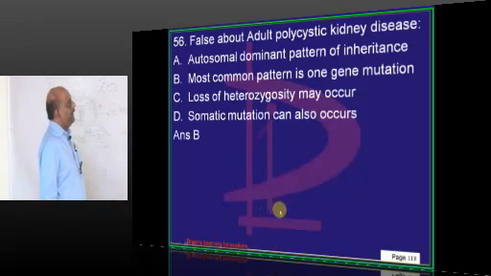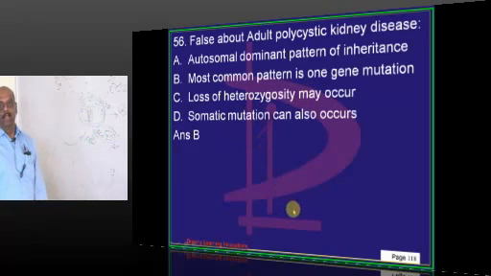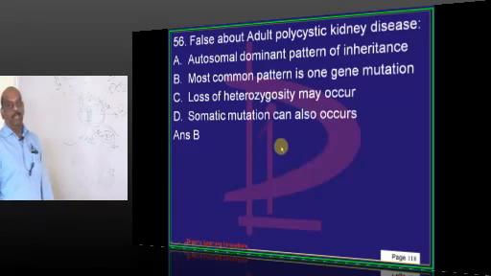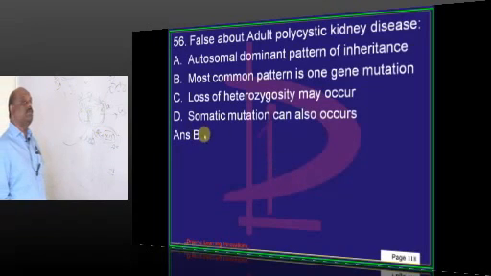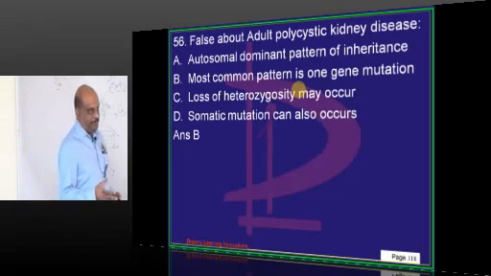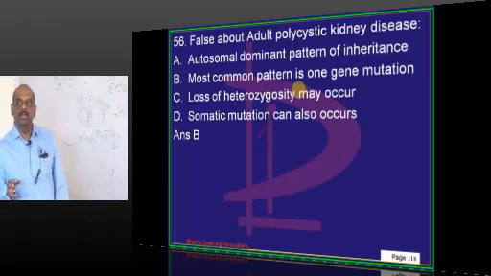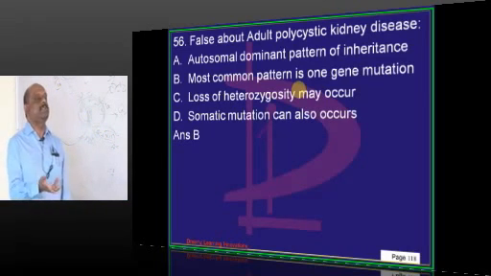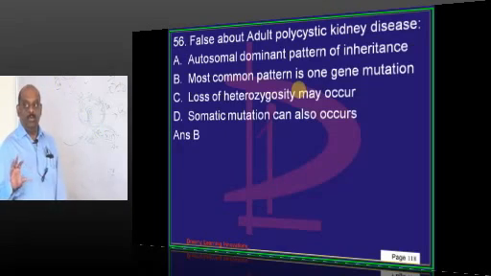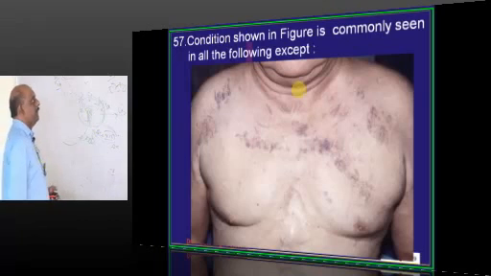In ADPKD, the loss of heterozygosity and somatic mutations are the dominant inheritance. They are all true in case of ADPKD. It is not a single gene mutation associated disorder. So you must know what disorders are like thalassemia, sickle cell anemia, single gene mutation, and some conditions are chromosomal deletions and translocations. So what is the genetic mechanism of the various conditions is the important issue.